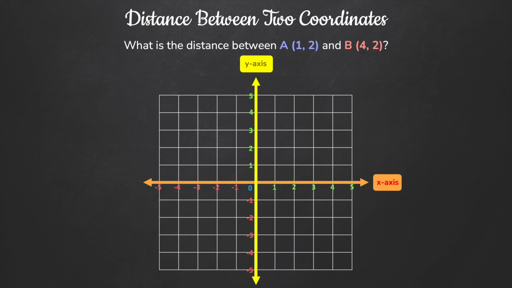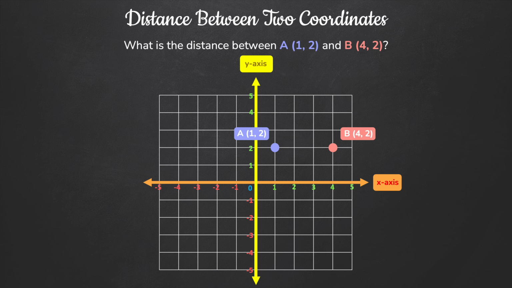So if we're taking a look at point A, which is at 1, 2, the x-coordinate is 1 and the y-coordinate is 2. So where 1 and 2 meet, so x being 1 and y being 2, is where we plot our point for A. For B, we have 4, 2, so we're going to look at our x-axis for 4 and at our y-axis for 2, and where they meet is where we plot that point.